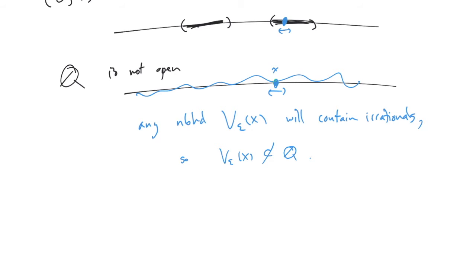All right, how about, maybe I should have done this, it's perhaps an easier example, how about N? That would be just these points. Is that an open set?